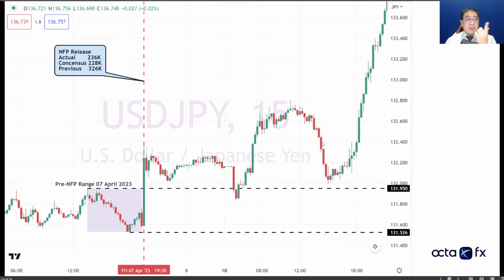Okay, so with the Dow Yen here, the actual release for the NFP was 236,000. The consensus was 228,000. The previous number was 326,000, which is a 100,000 drop, to be honest, last month. But yeah, we do have pretty high numbers on the March, February numbers. Okay, so this is on the Japanese yen. So if you take a look at the NFP numbers, the actual number is 236,000, which is 90,000 lower than the previous month. However, it's positive because it beats the consensus by just a tiny little bit.